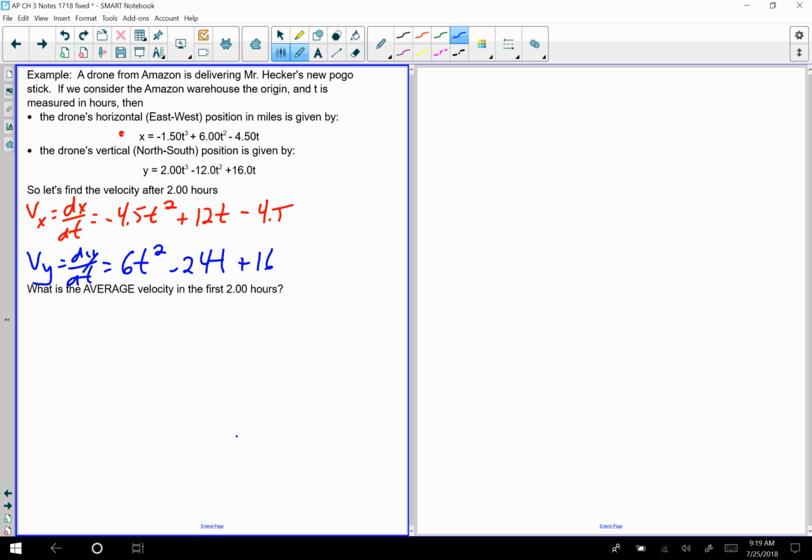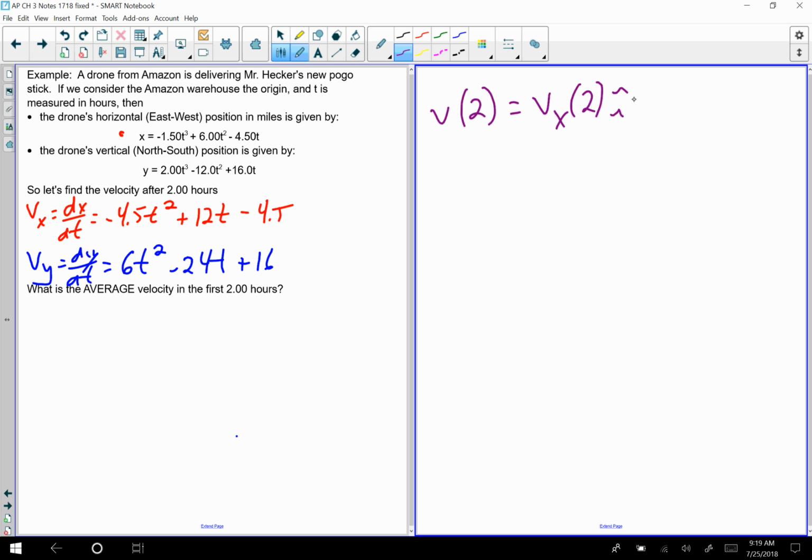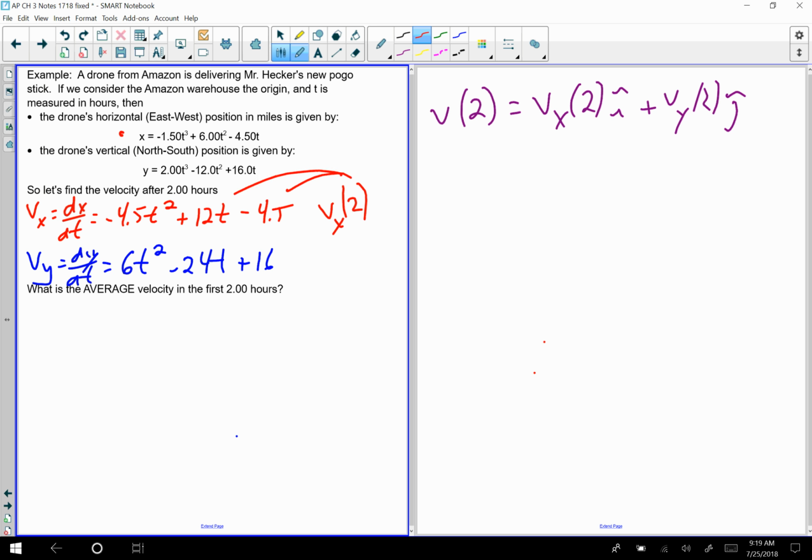Okay. So if I wanted to, I could find the velocity after 2 hours, right? So let's do that over here. So the velocity after 2 hours would be the velocity in the x direction after 2 hours in the i direction plus the velocity in the y direction after 2 hours, right? You can put a little j there, right? So let's do that. Let's find vx of 2. So if I plug 2 in for each of these times, then I get, where did I put my notes?